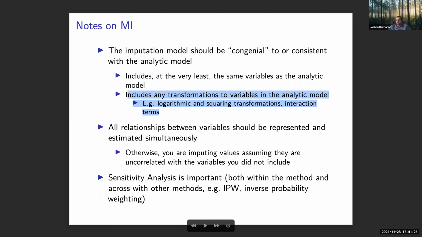All relationships between variables should be represented and estimated simultaneously. Otherwise, you're imputing values assuming they're uncorrelated to the variables that you did not include. So if you are estimating your imputed values, you do have to include all variables that you have at hand. Sensitivity analyses are important, both within the method and across other methods. So you would use approaches like inverse probability weighting to confirm your insights and your estimates from your main model.